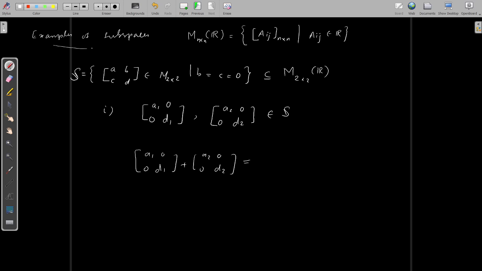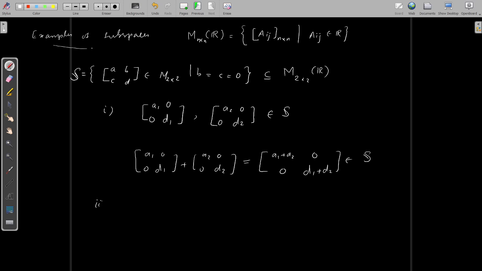I replaced this symbol using the convention we have just mentioned. So this is equal to A1 plus A2, and this will be 0, this will be 0, and here we have D1 plus D2. So this is always an element of S itself, because S contains the matrices with off-diagonal elements, that is B and C, equal to 0. So here we have the same form, so this is an element of S.